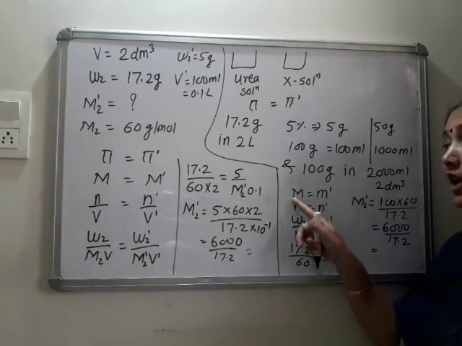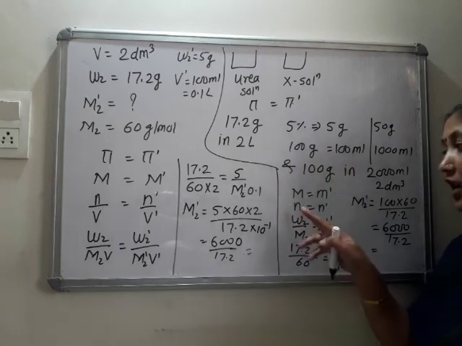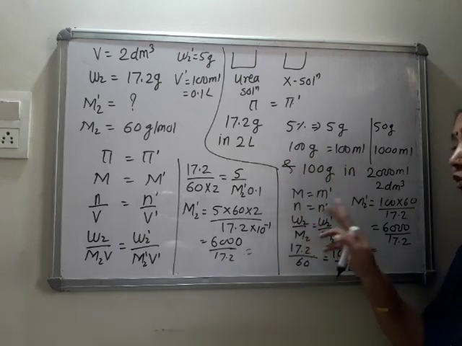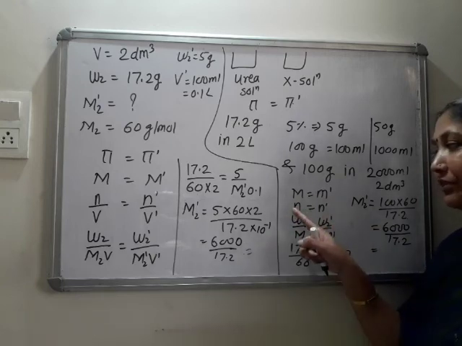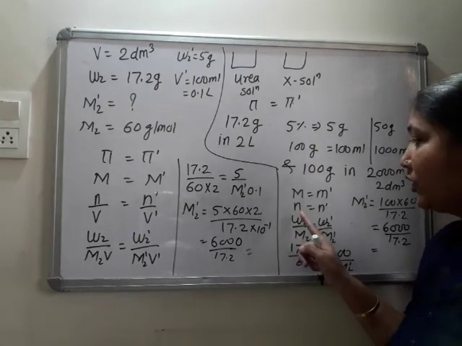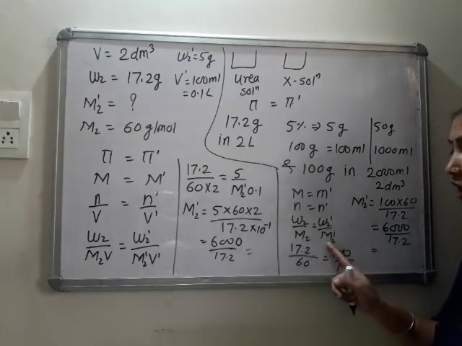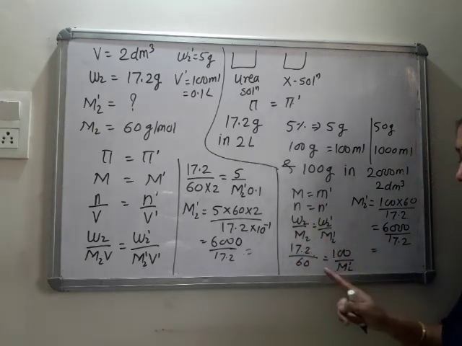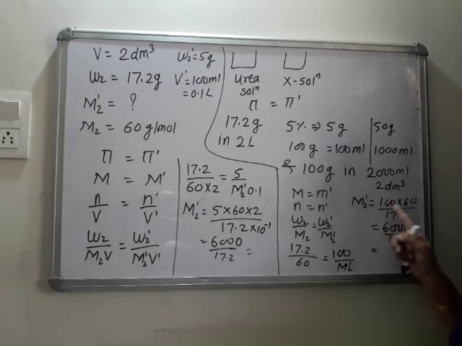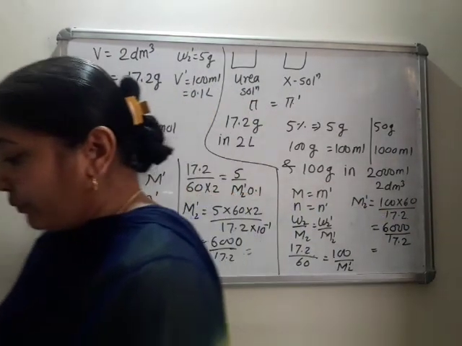But what is m? Number of moles upon volume. Volume is the same in both cases, 2 liter, so we have not considered volume here. Isotonic solutions have equal number of moles, so n is equal to n dash, provided volume is equal. W2 upon M2 is W2 dash upon M2 dash. Put the values. After simplifying, we get M2 dash is equal to 100 into 60 upon 17.2, so 6000 upon 17.2.